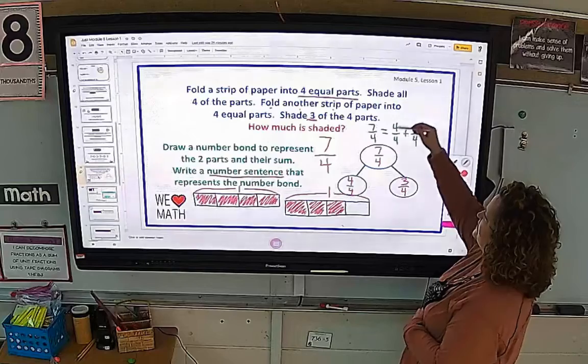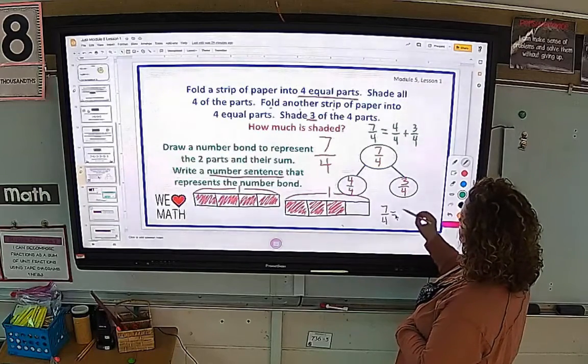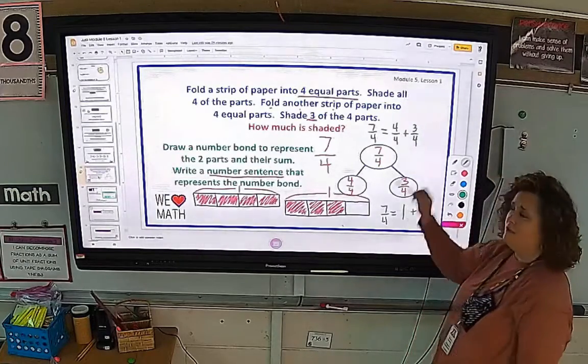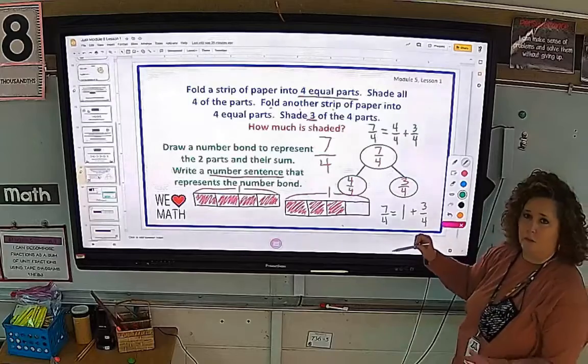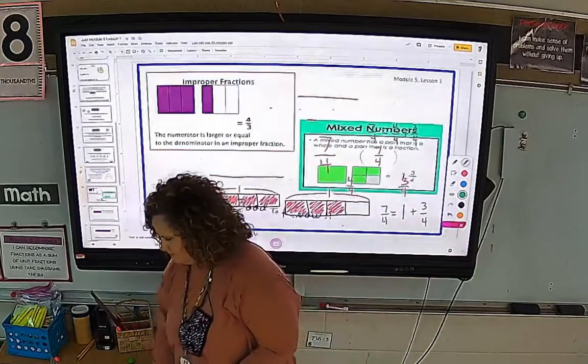Could I replace this with the number 1? Could I say 7 fourths is equal to 1 plus 3 fourths? Yes, either one of those would be correct. Either one. Okay, let's keep going.